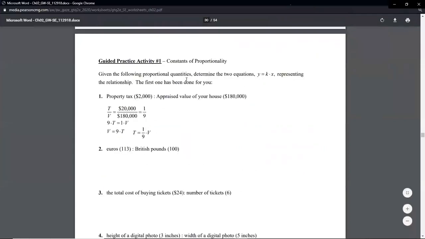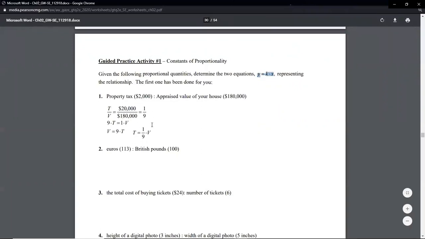Given the following proportional quantities, so they told us they're proportional. We don't have to determine that. And again, in terms of my Math 5 homework, that's generally the case. You don't need to determine that. That's the real world issue. Determine the two equations, y equals k times x, representing the relationship. The first one has been done for you. So number one has been done.